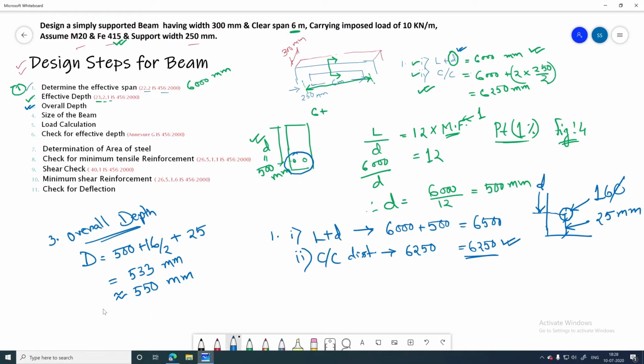Now if we consider capital D as 550 mm, what will be the value of small d? That is D minus 16 by 2 minus 25, and if you put D as 550, you will get d as 517 mm. So this is the effective depth we are going to consider in the next stage. Now we are going to write the size of the beam. So the size of, let me remove this.